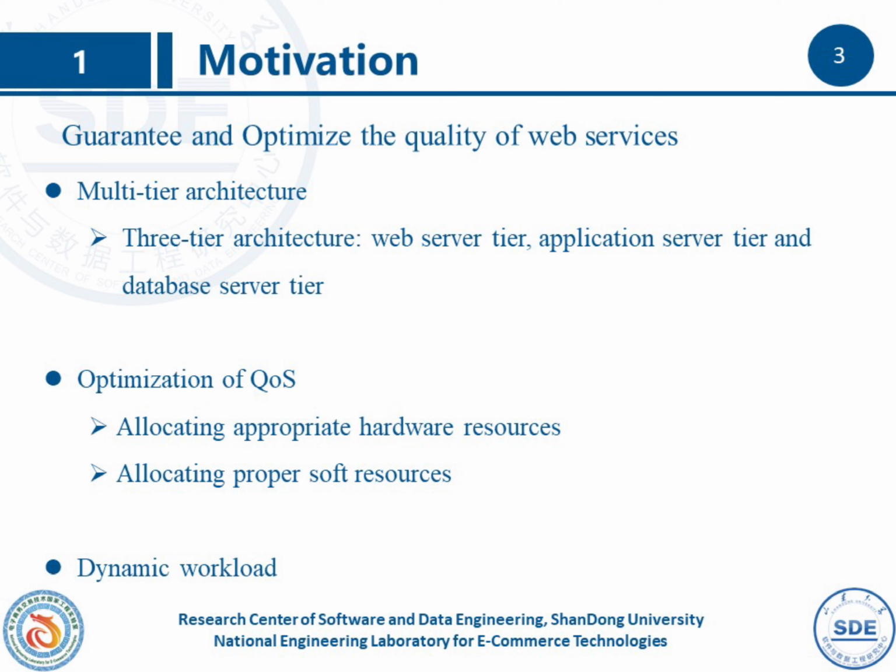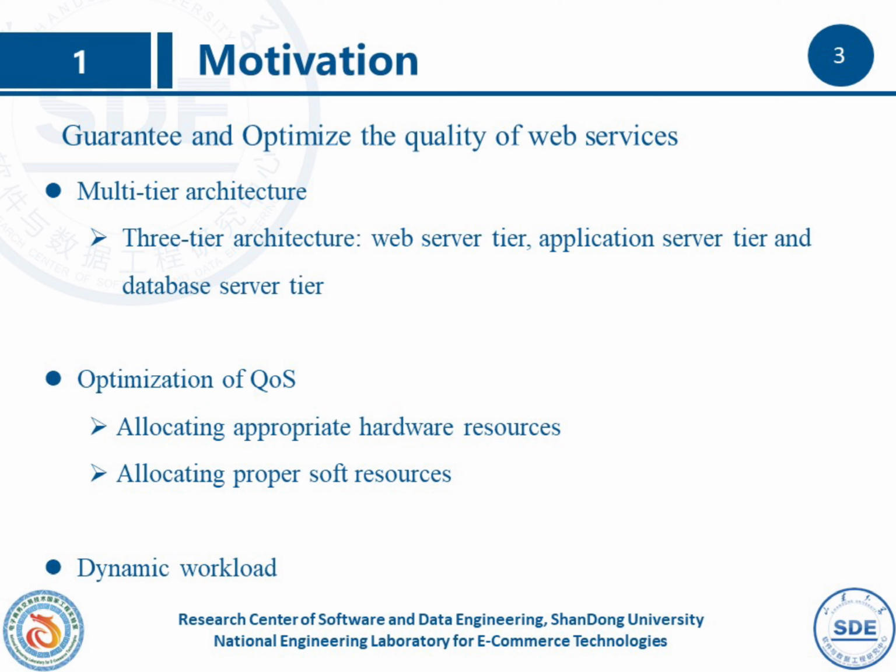Recently, most Internet applications that host web services are implemented by multi-tier architecture. For example, three-tier architecture, which consists of web server tier, application server tier, and database server tier. The design of the system architecture and the optimization of system parameters are critical to the QoS of these applications.